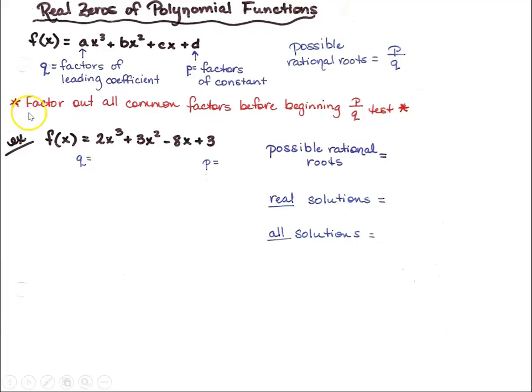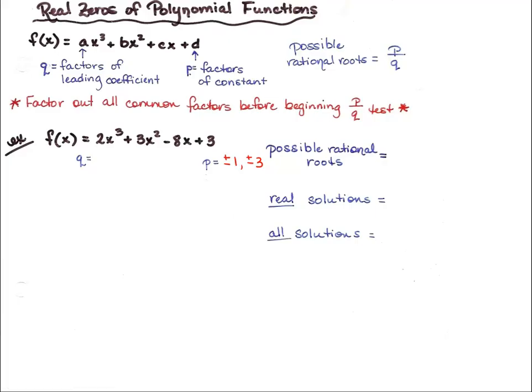All right, so first, I'm going to factor out any common factors that this might have. I didn't have any common factors for this one. And so then I'm going to find all of the factors of p. So that's going to be plus or minus 1 and plus or minus 3. Now, the reason we say plus or minus is it could be positive 1 times positive 3, or it could be negative 1 times negative 3.